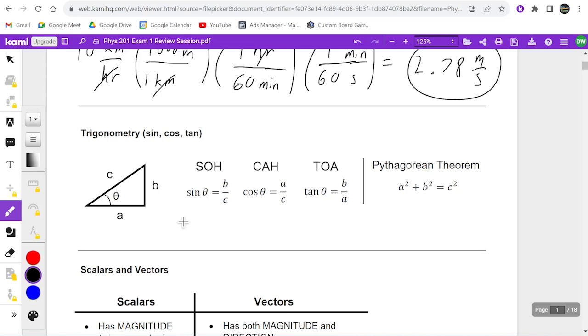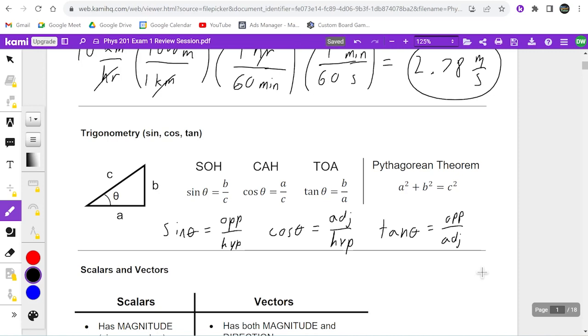And just as a quick recap, I give an example here with this triangle, but sine is always the opposite over the hypotenuse. Cosine is always the adjacent over the hypotenuse. And tangent is always the opposite over the adjacent. And then as you can see, we have the Pythagorean theorem here. Of course, that's important whenever we have vectors pointing at an angle.